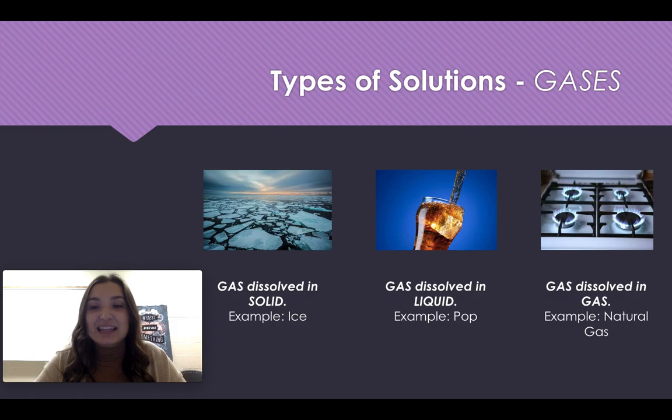And lastly, gas dissolved in a gas. An example is natural gas. At my house, I still have a natural gas stove, which looks like the picture. So my solution there is a gas dissolved into a gas. Okay, so 9 different types of solutions involving states of matter. They can all be dissolved into each other.